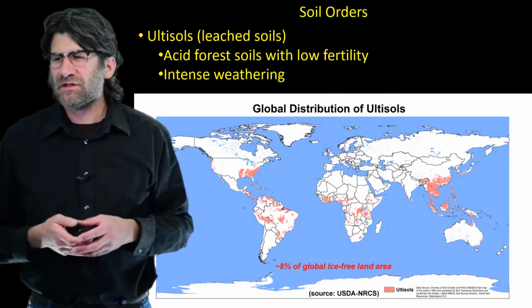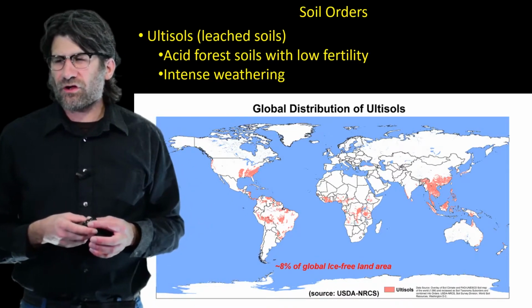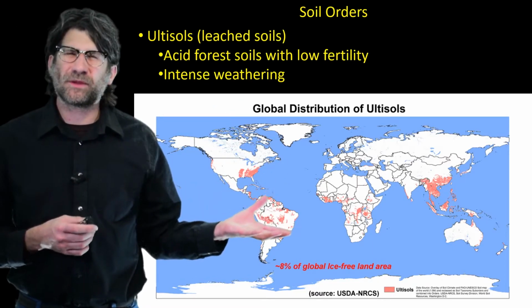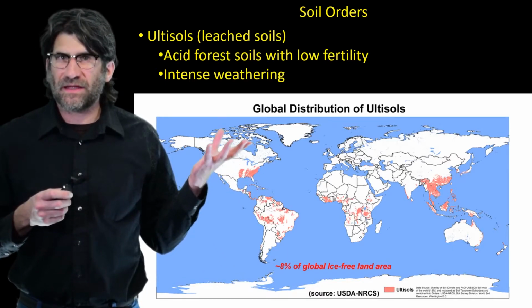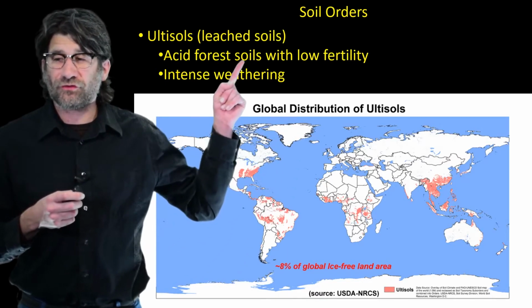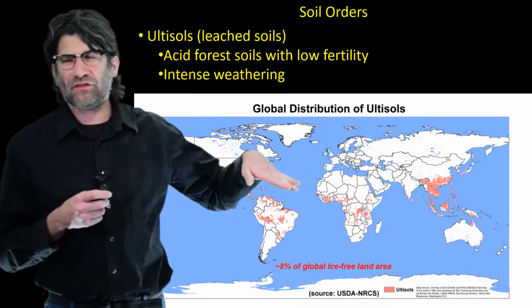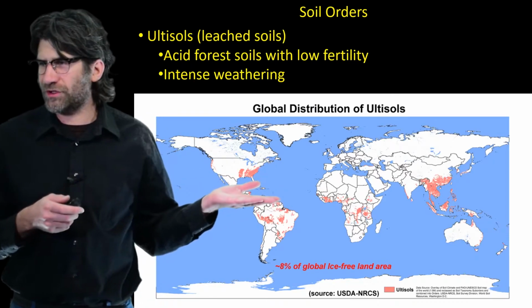Okay, moving on from our aridisols, we have what are known as ultisols. These we generally get in humid climates, but not quite humid enough to make an oxisol. And so in our ultisols, we generally have low soil fertility because of intensive weathering that acidifies the soil and makes these fairly nutrient poor.